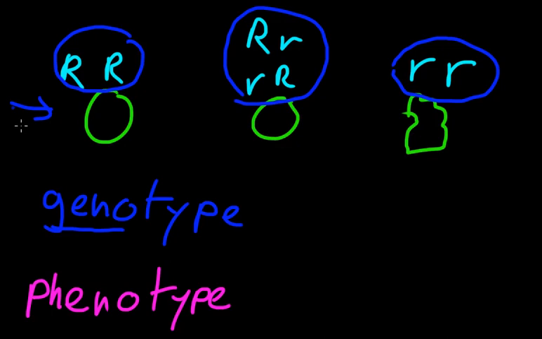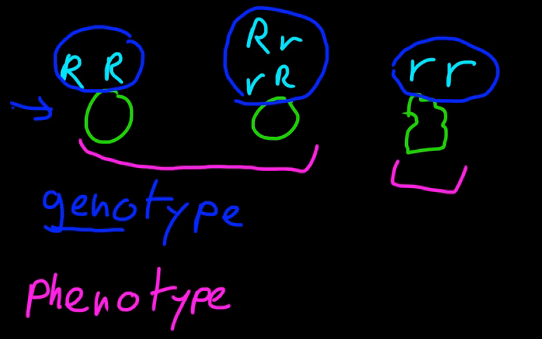So when we're looking at a monohybrid situation, one characteristic, there are three different genotypes. And a phenotype is basically the appearance. Instead of having three different phenotypes, we have two different phenotypes. So the shape is the phenotype. So we have two different phenotypes: the round ones and the wrinkled ones.